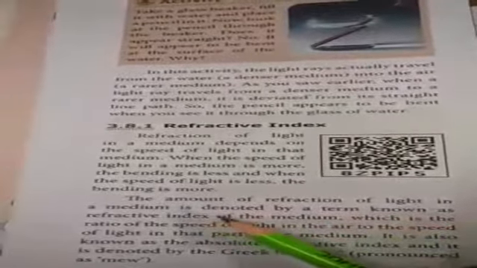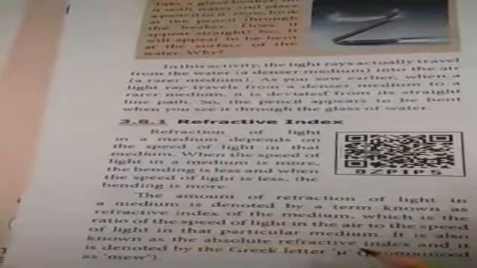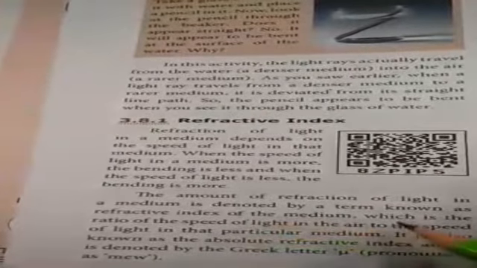The amount of refraction of light in a medium is denoted by a term known as the refractive index of the medium, which is the ratio of the speed of light in air to the speed of light in that particular medium. So, refractive index can be given as the ratio of the speed of light in air to the speed of light in that particular medium.